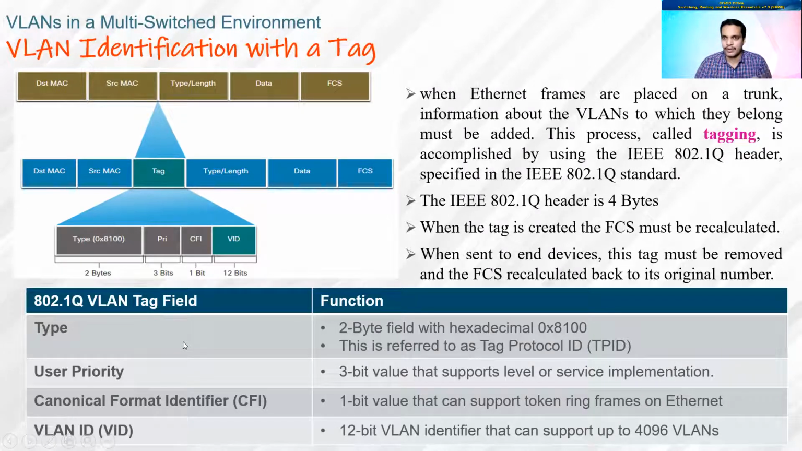It is pretty much simpler if you just place name tags on different things to identify what they are. Similarly, any frame originating from a device belonging to a particular VLAN has to mark that frame with that VLAN ID. Only then will the switches and routers be able to understand which VLAN this frame belongs to.